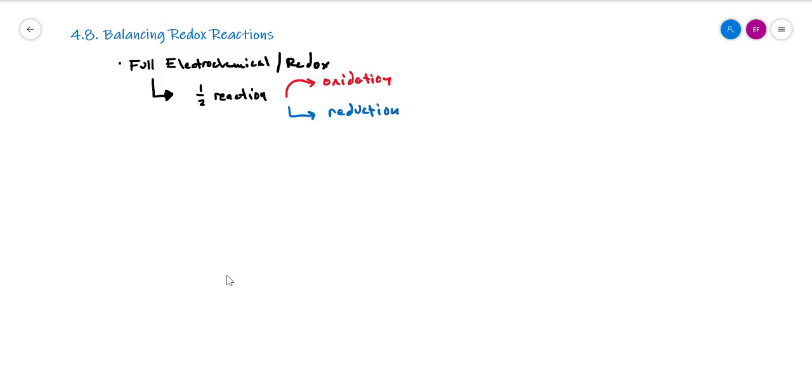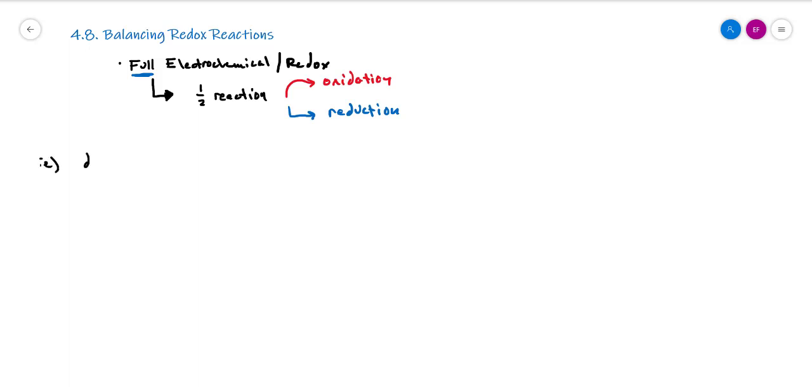And so it's a lot easier if we actually just break the full electrochemical reaction, or the full redox reaction, into its two half steps, into just the oxidation step and the reduction step, balance those, and then recombine them to get the full balanced chemical reaction. So let's do this with an example.